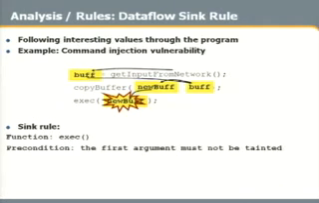Finally, we'll take a look at a data flow sink rule. This is basically the money shot. This is where we say if you see a call to exec, and a precondition for exec is that if you see tainted data make its way to exec, that means you've got a vulnerability.